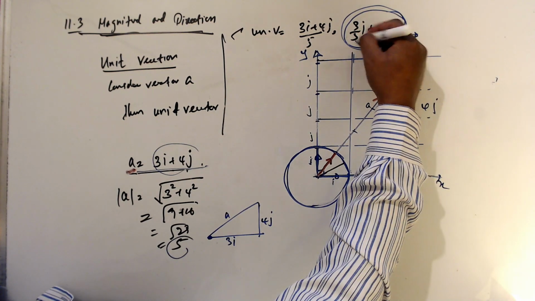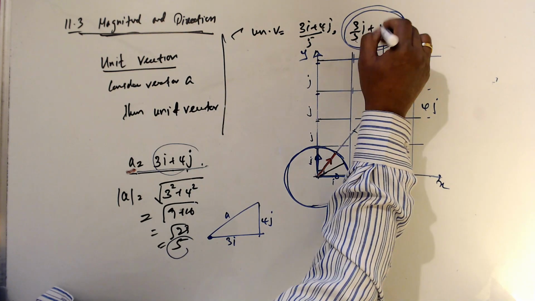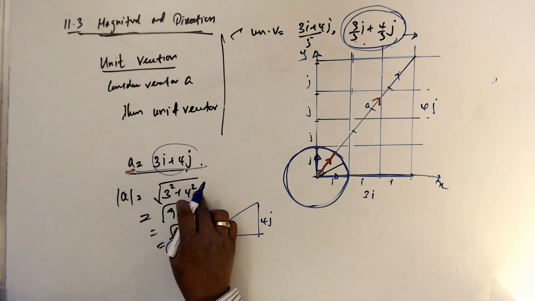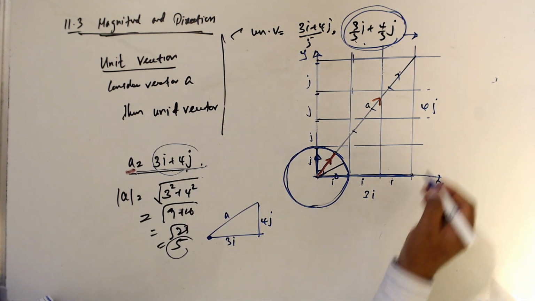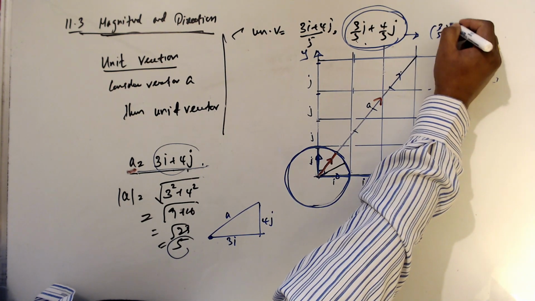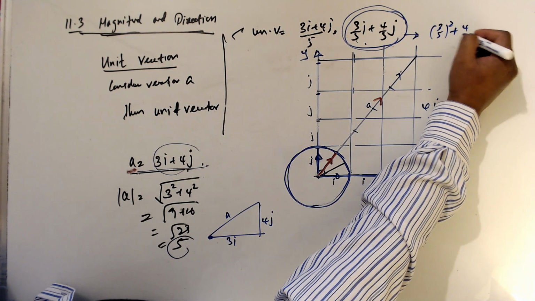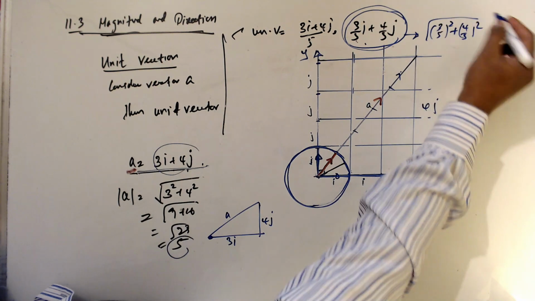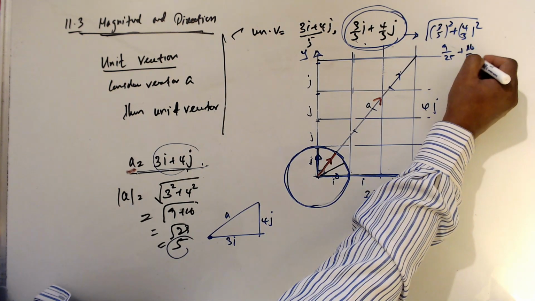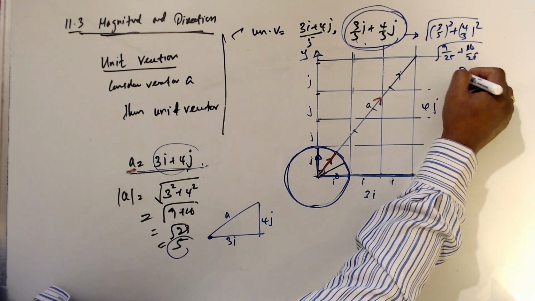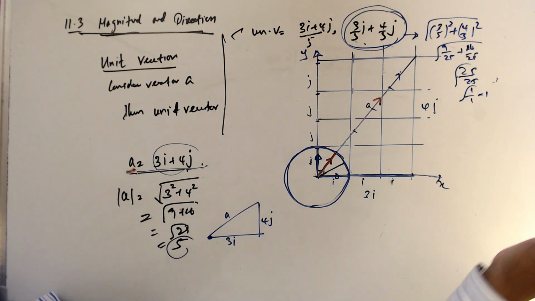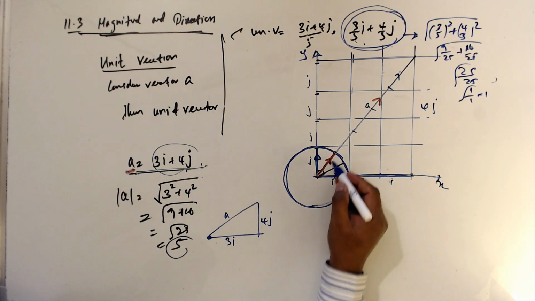How do you find the size of a vector? This is the method to get the size of the vector. So if I find this one, the unit vector is the square root of (3/5)² plus (4/5)². It means 9/25 plus 16/25, which is 25/25, which is 1, and the square root of 1 is 1. So it is a unit vector.